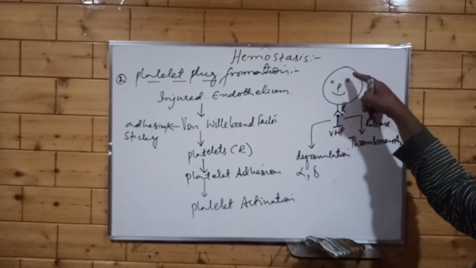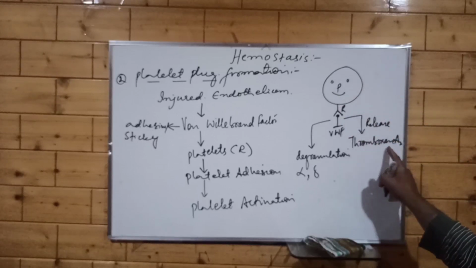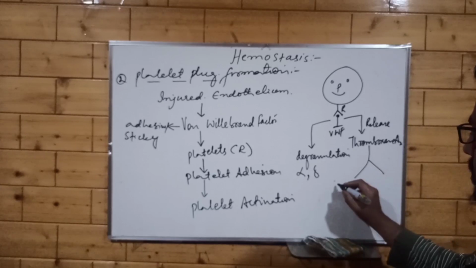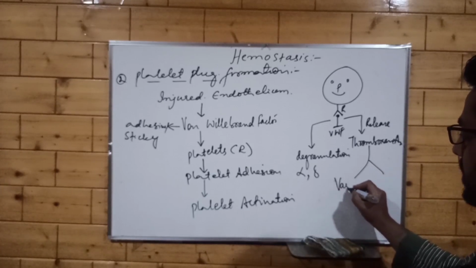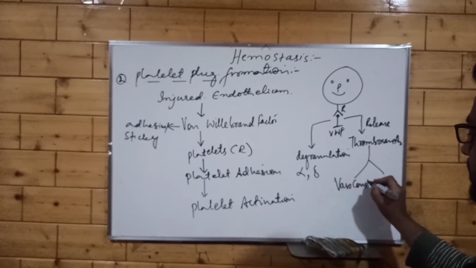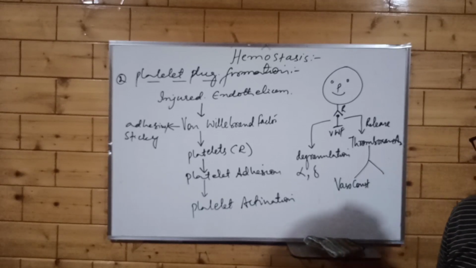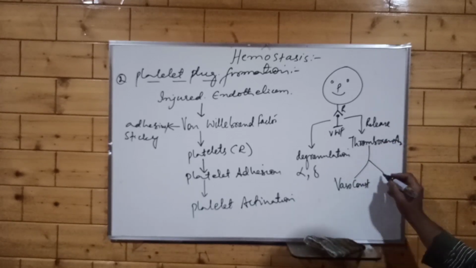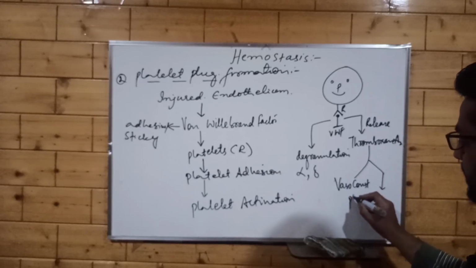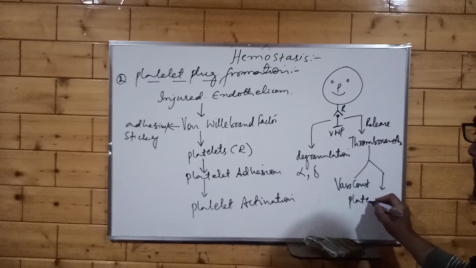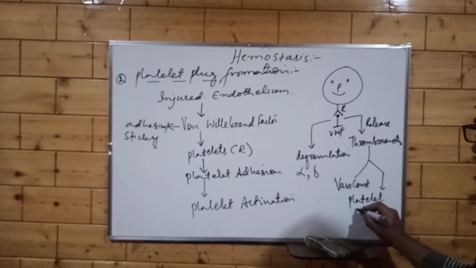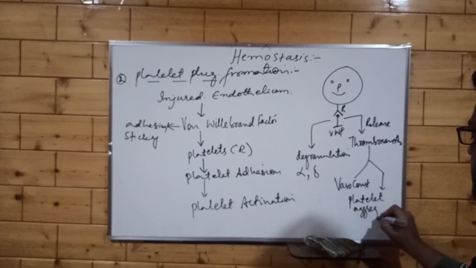And the second important aspect of activation is the release of thromboxane A2. Thromboxane A2 has two jobs to do. Number one, it is itself a vasoconstrictor, and vasoconstriction is required here. I did mention it in the first step. So first it will act as a vasoconstrictor, and second, a very important function it is playing, it is acting as a platelet aggregator.